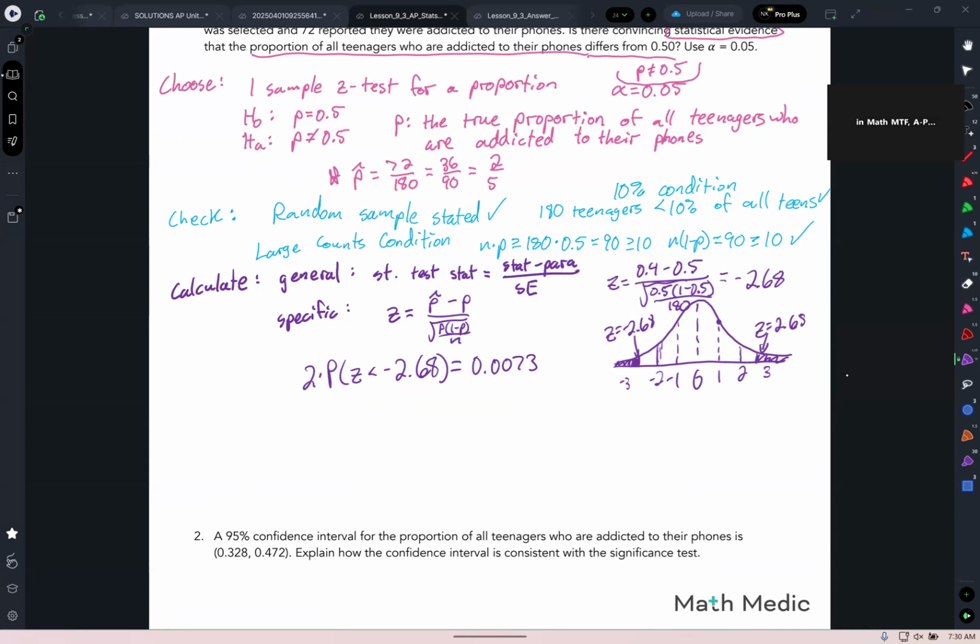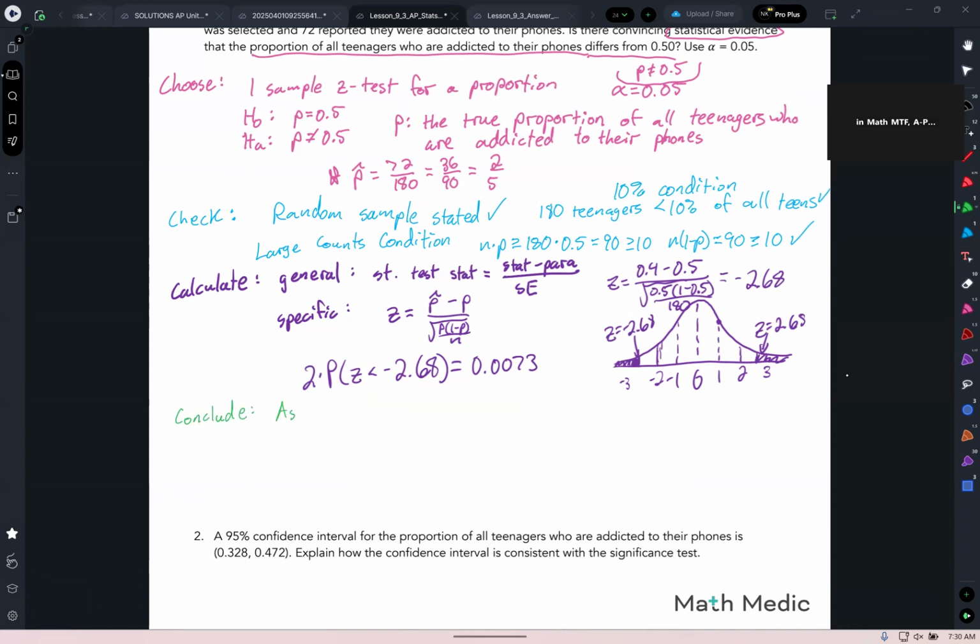0.0073. And so I'm going to go into this on the conclusion in a second, but remember, that's the probability that we get that test statistic or more extreme by chance alone, assuming the null hypothesis was true. So that's pretty unlikely. And so to conclude, we're going to first interpret.